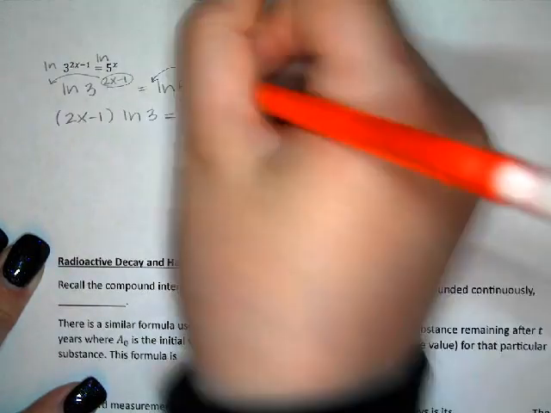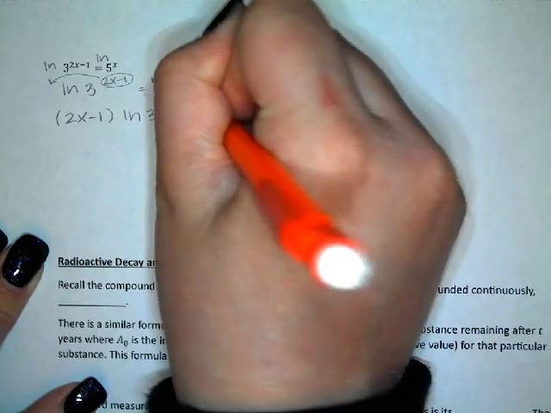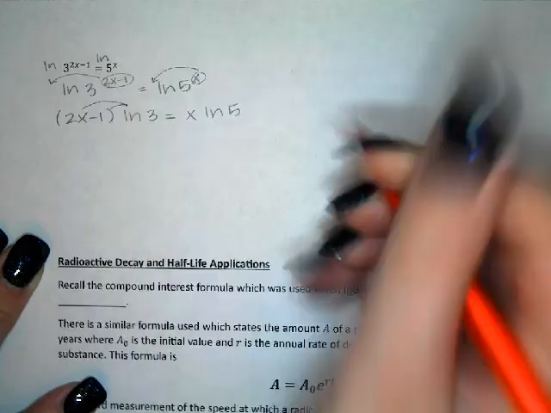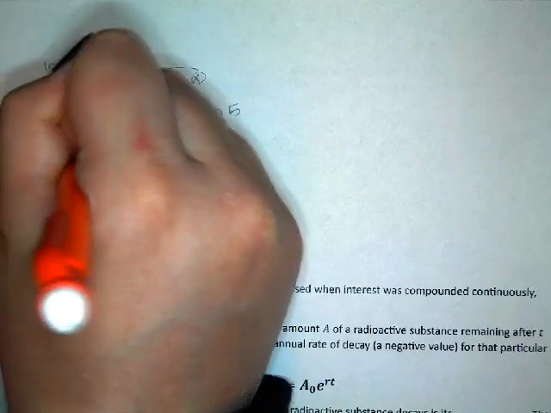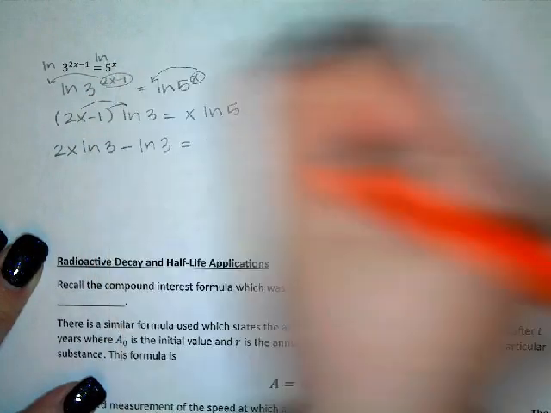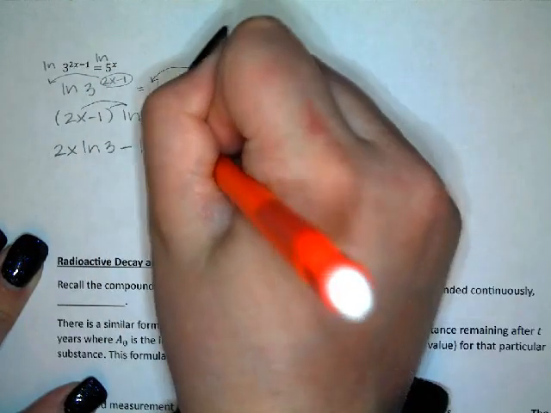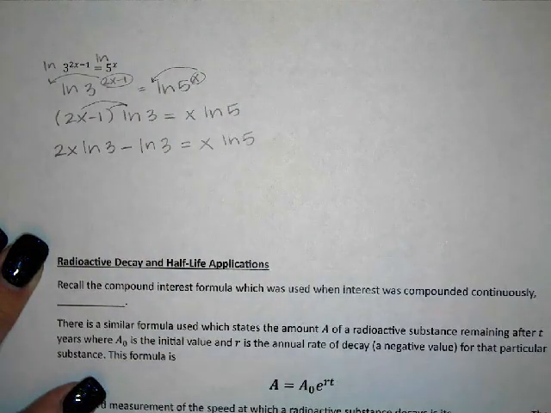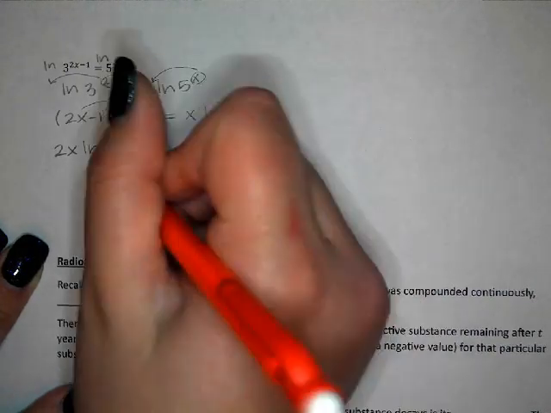And then I'm going to get rid of my parentheses by distributing the ln 3. So I have 2x ln 3 minus 1 ln 3, or you can just say ln 3, it doesn't matter, equals x ln 5. And I want to get the x's to one side and the non-x's to the other side. And so I'm going to take this x term right here, minus 2x ln 3. I'm going to subtract it over to the other side.